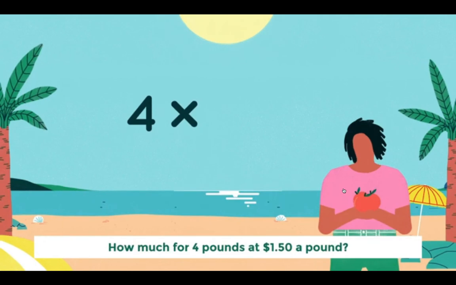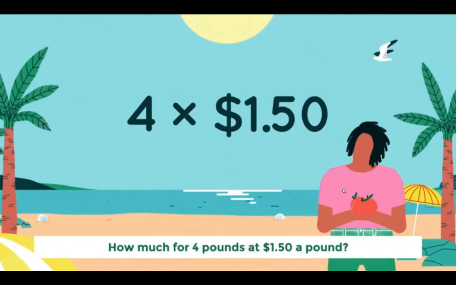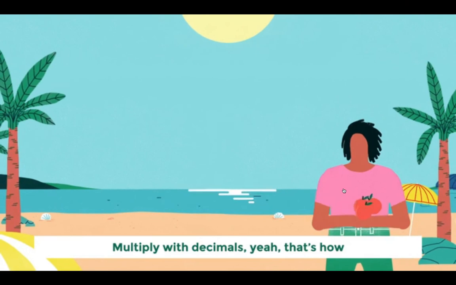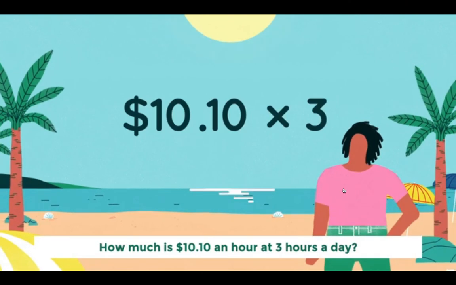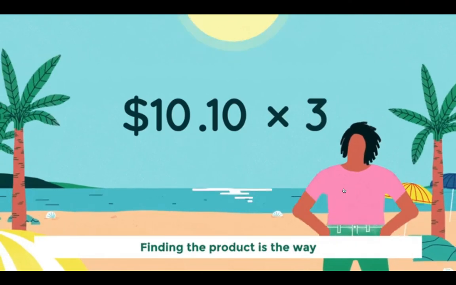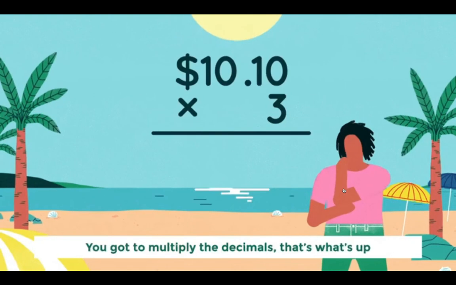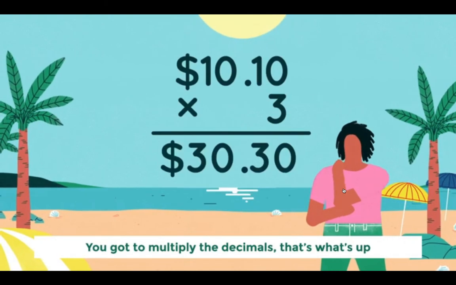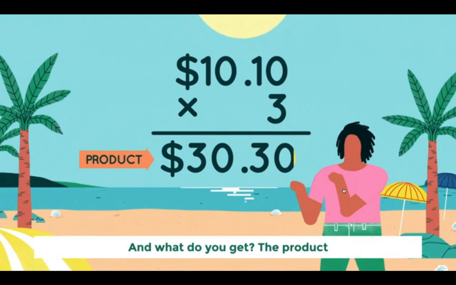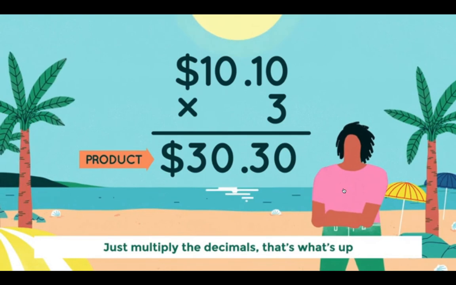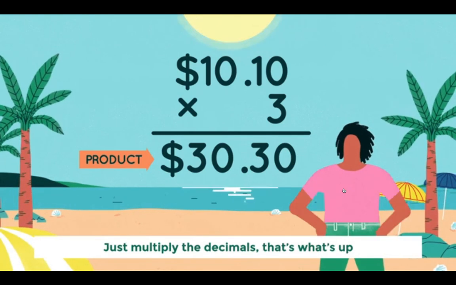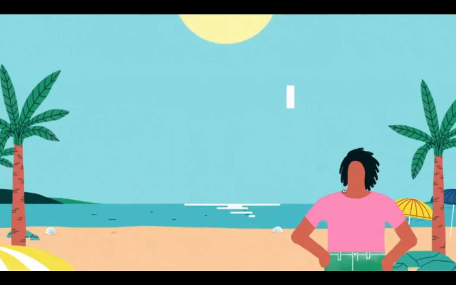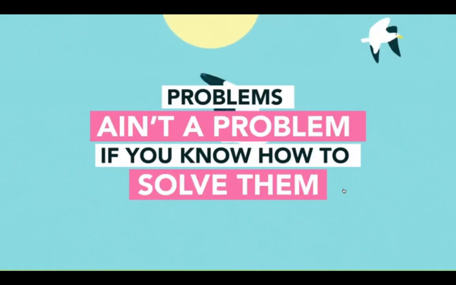How much for 4 pounds at 150 a pound? Multiply with decimals, yeah, that's how. How much is 10 an hour at 3 hours a day? Finding the product is the way. You gotta multiply the decimals, that's what's up. What do you get? The product. Problems ain't a problem if you know how to solve them.